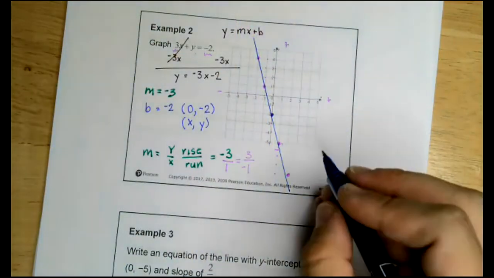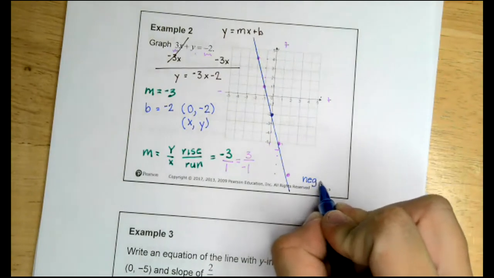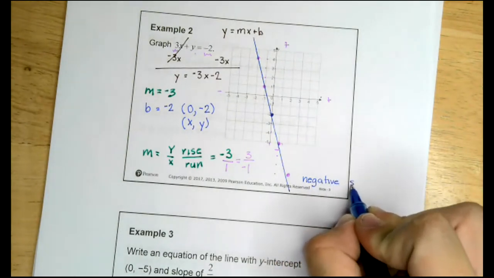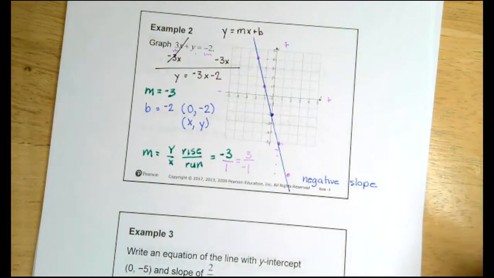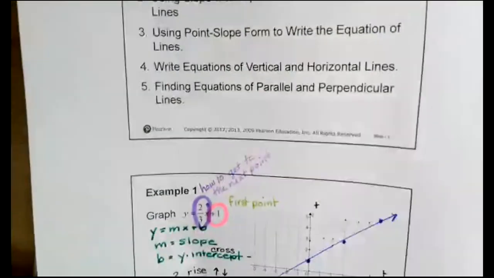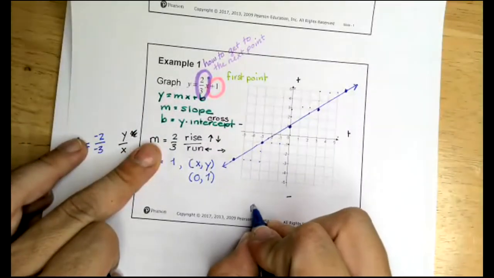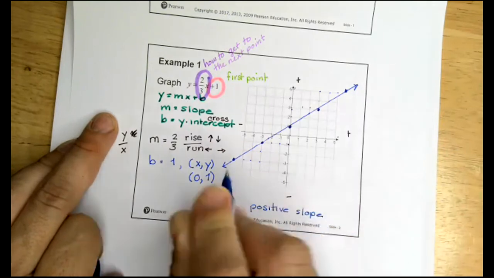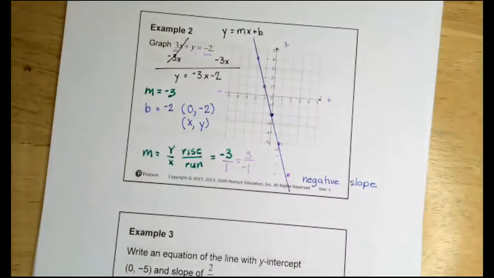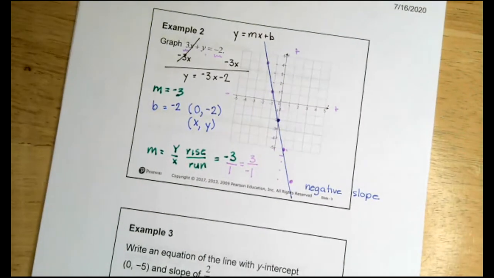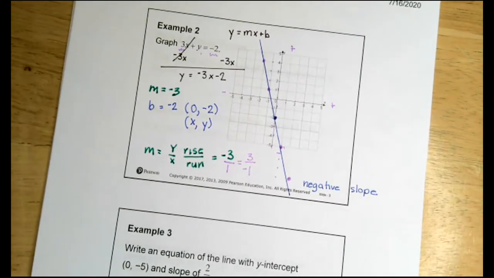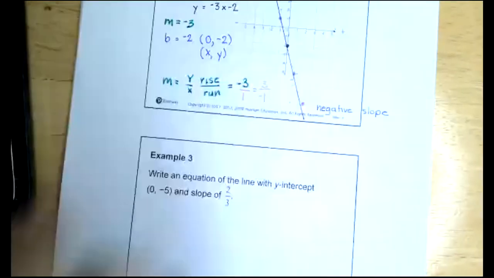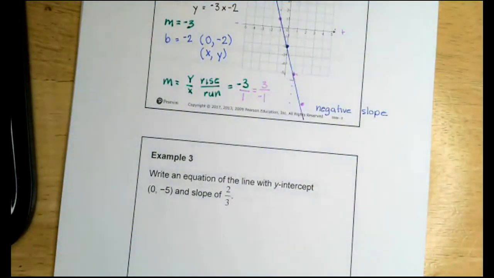And if you notice, this is a negative slope, right? Because we have the -3/1, whereas this was a positive slope, because it had 2/3, no negatives. Now we have to write, next example says, write an equation of the line with y-intercept 0, -5, and a slope of 2/3. Okay.